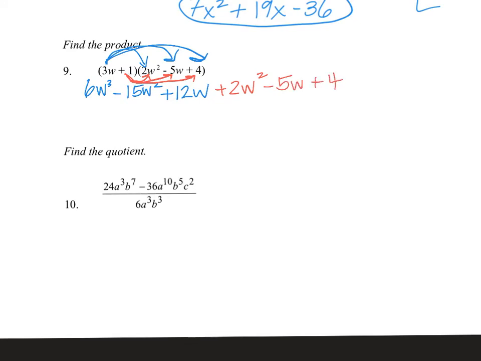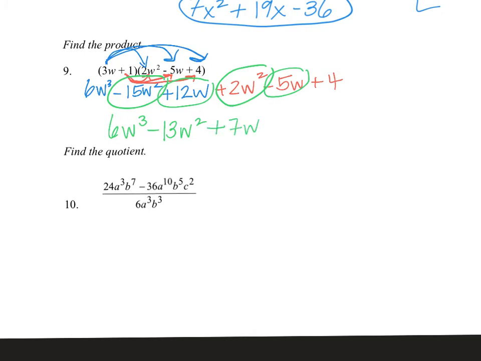Alrighty, let's combine our like terms. So we only have one term that has a cube, so that's going to just stay as it is. So 6w cubed. Then we have negative 15w squared and positive 2w squared. So that's going to give me negative 13w squared. Then we have positive 12w and negative 5w, which is going to give me positive 7w. And then lastly, we're just going to write the plus 4 at the end. Okay?